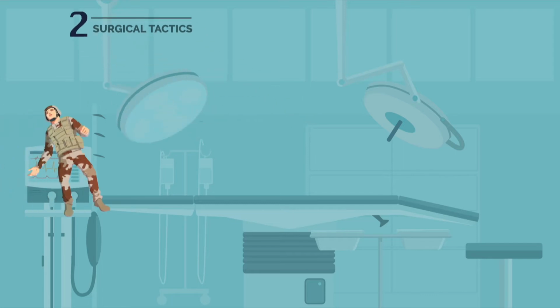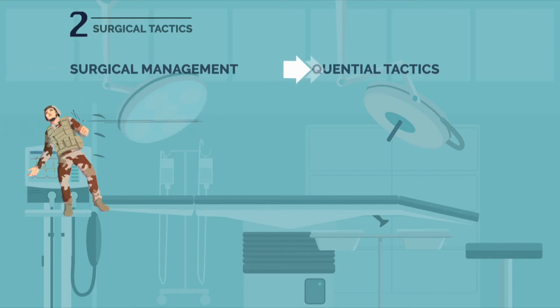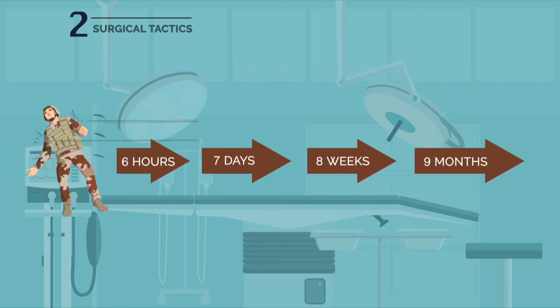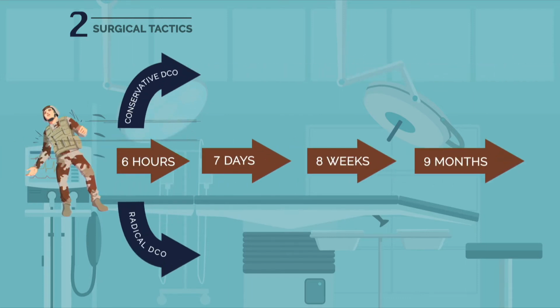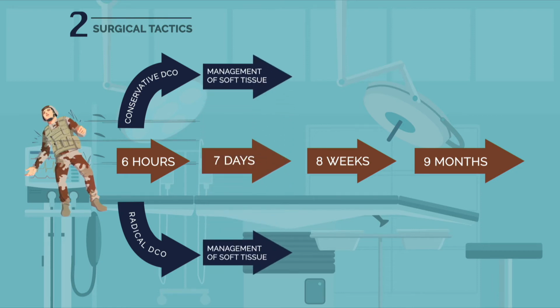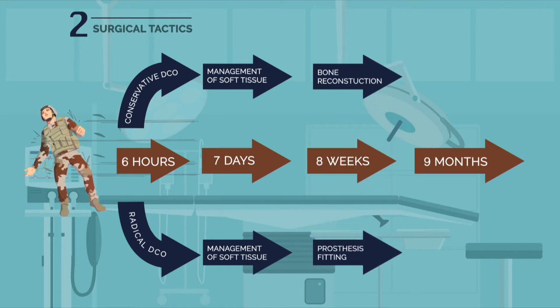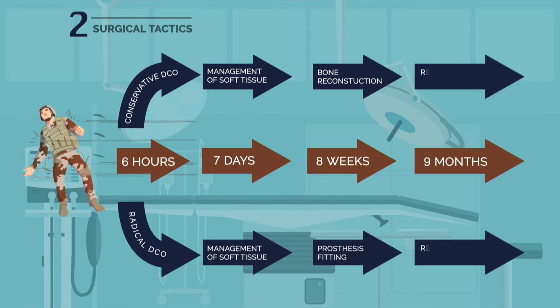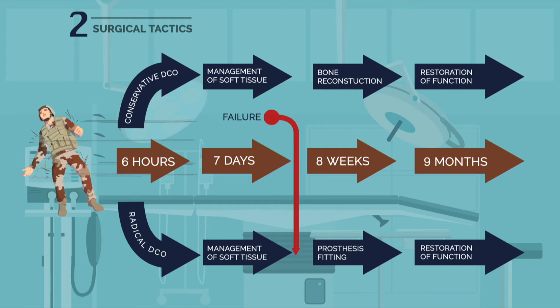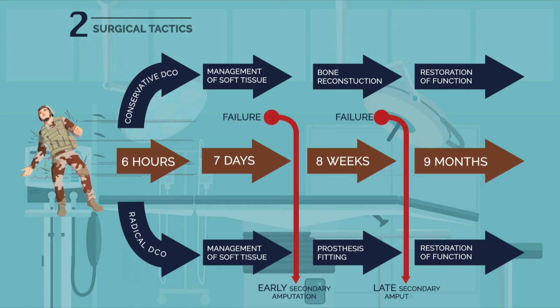Overall, surgical management can be summed up by a sequential tactic: 6, 7, 8, 9. Damage control procedures must be implemented within 6 hours. Damage to soft tissues must be treated within 7 days. Bone reconstruction surgery begins around week 8 and strives to restore limb function within about 9 months. A failure at any stage, especially if infection sets in, is liable to make secondary amputation imperative.